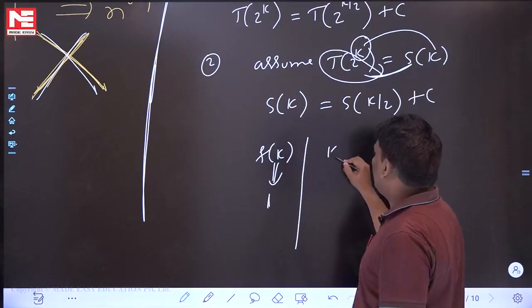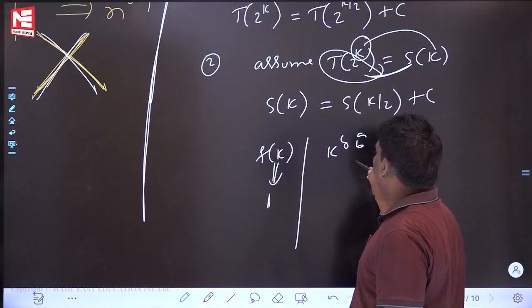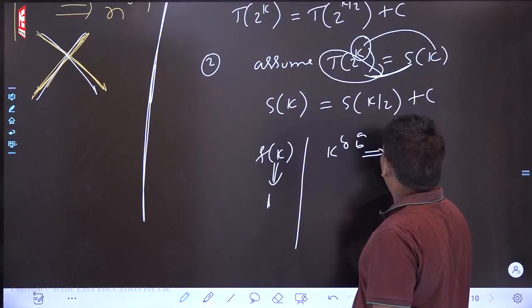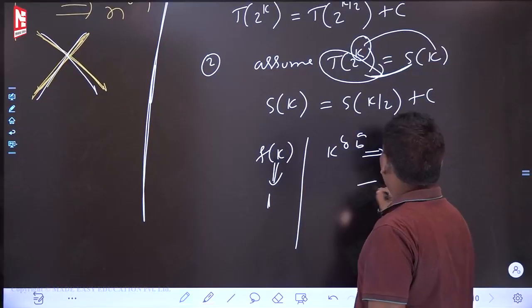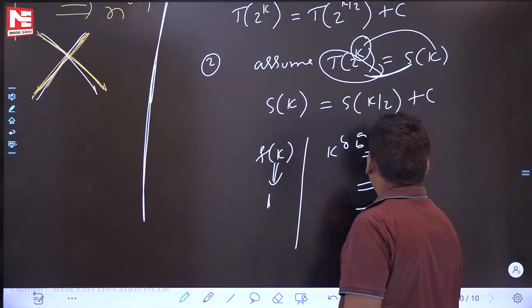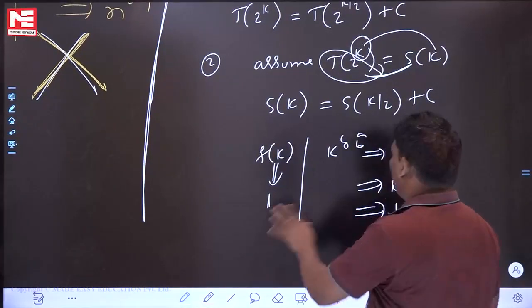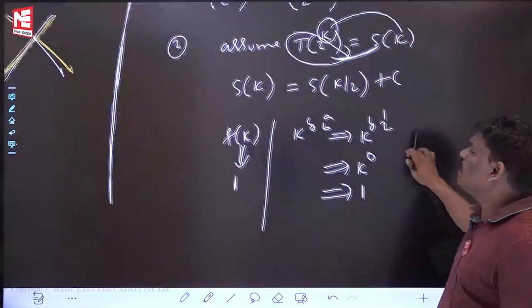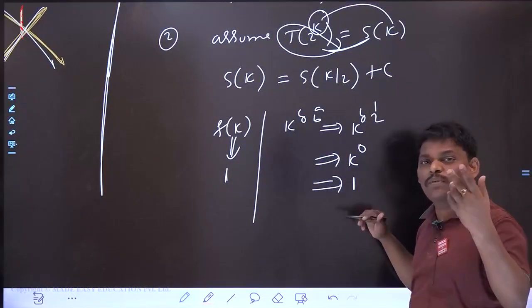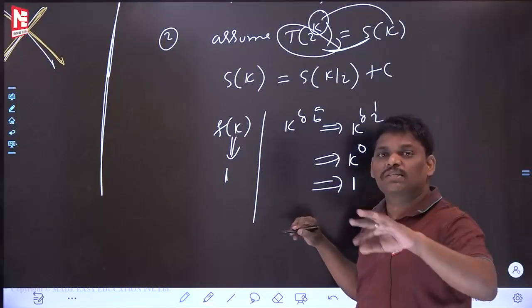Next one. What is the k power log a base b? It is k power log 1 base 2, which goes to k power 0, which goes to constant. Right? Both are constant. Can you say both are equal? Case 1 of the master theorem fails. Case 2 of the master theorem also fails.